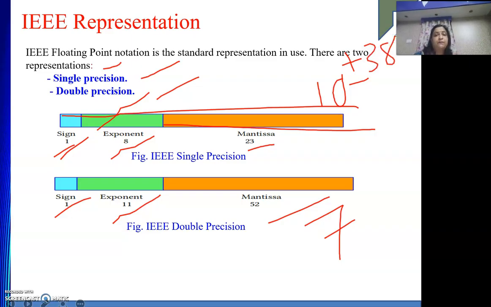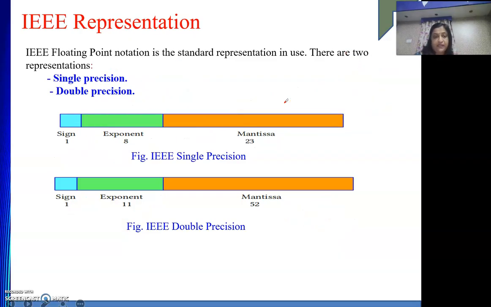So both Avogadro's number as well as the mass of an electron are accommodated using 32 bits only. That means very big, 10 to the power plus 38, and very small, 10 to the power minus 38, both are accommodated using single precision. So this is my exponent part, and this as a whole is the scale factor into a 7-digit mantissa we can represent in single precision. And in double precision, these values are going to increase. Here it is 10 to the power plus or minus 308, and an 11-digit mantissa we can have.